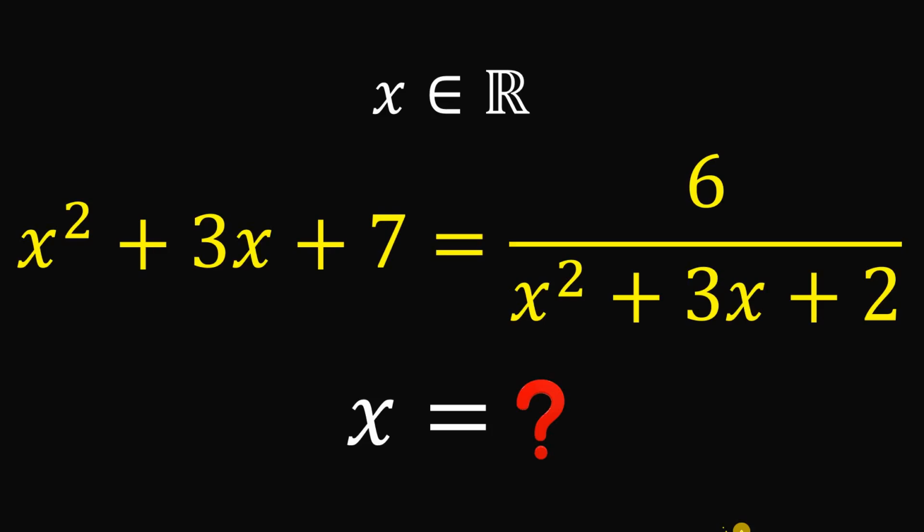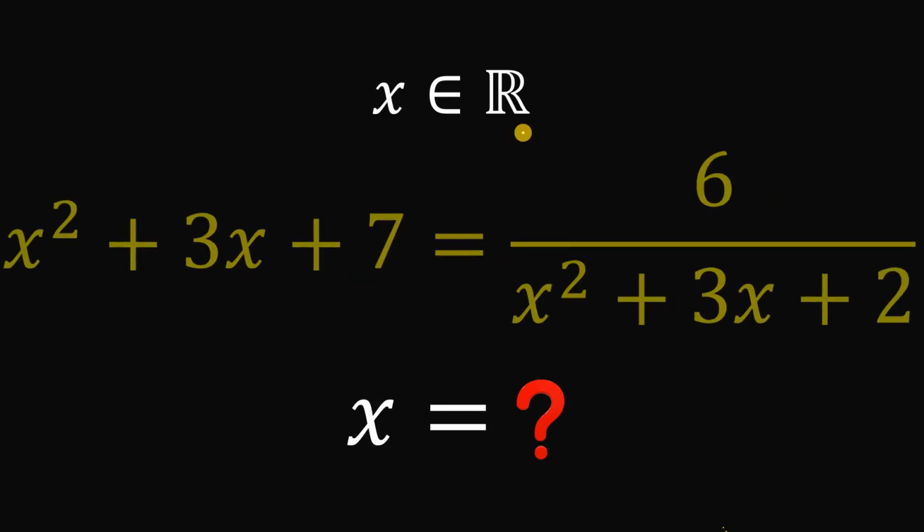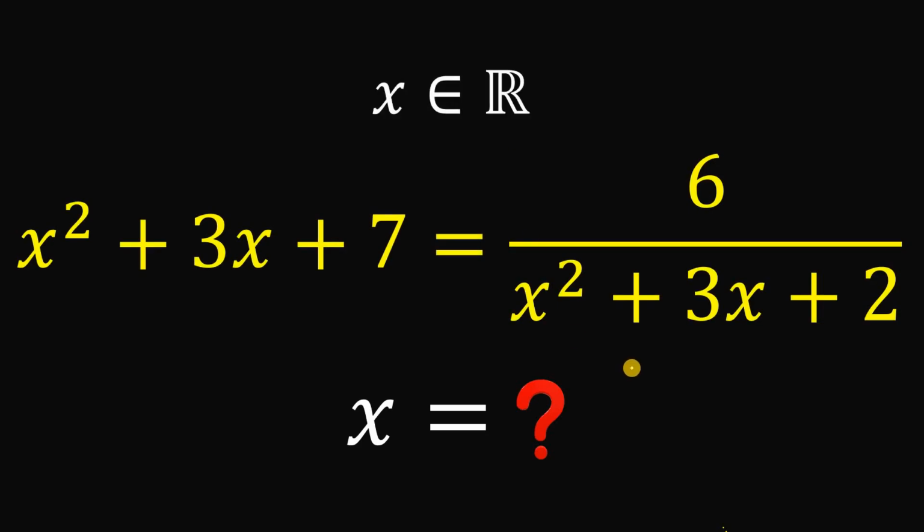Can you solve this algebra challenge? Here's the question. Given this equation, x squared plus 3x plus 7 equals 6 over x squared plus 3x plus 2, where x is a real number, then the goal, of course, is to solve for the value or values of x that satisfies this equation.